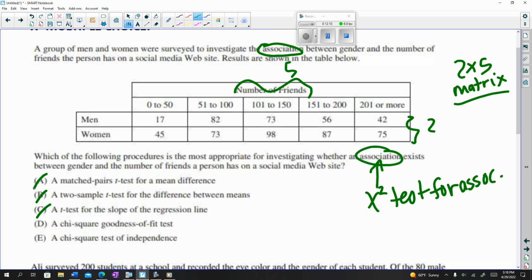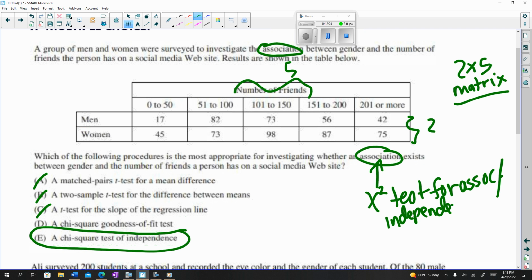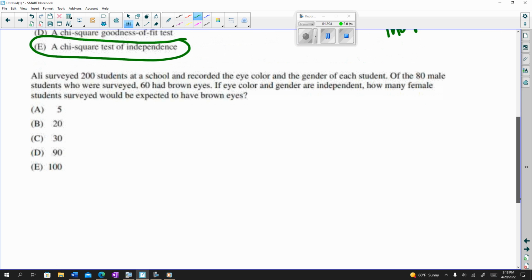But oh no, wait a minute, we don't have chi-squared test for association because that would be too obvious. So you have to choose letter E, chi-squared test for independence, because remember, the chi-squared test for association could also be called the chi-squared test for independence. This means, is there a relationship between gender and number of friends on social media? Are they independent of each other, or is there a relationship, meaning dependent? That's that one. Next one.